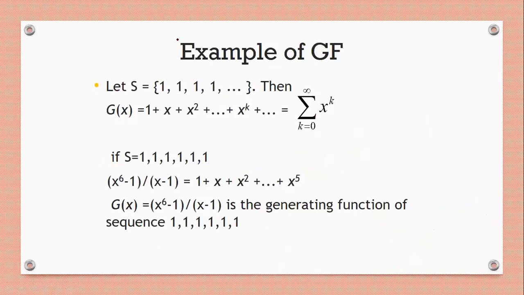So the examples of generating function which we can take are, suppose we have the generating function for the sequence written as ak, and ak is defined as 3. That means a0 is 3, a1 is 3, a2 is 3 and so on. Then what will be the generating function for this?